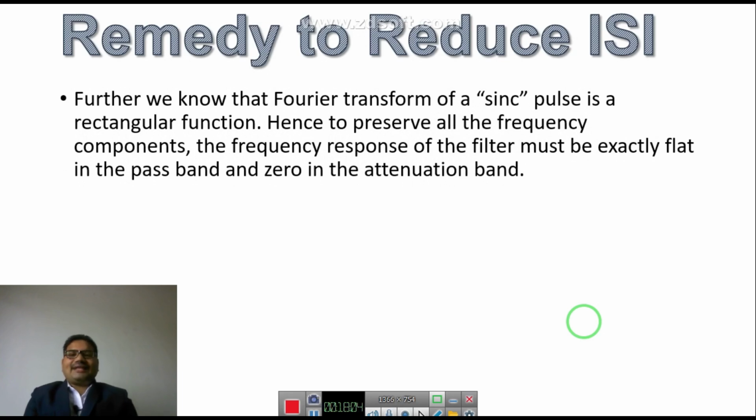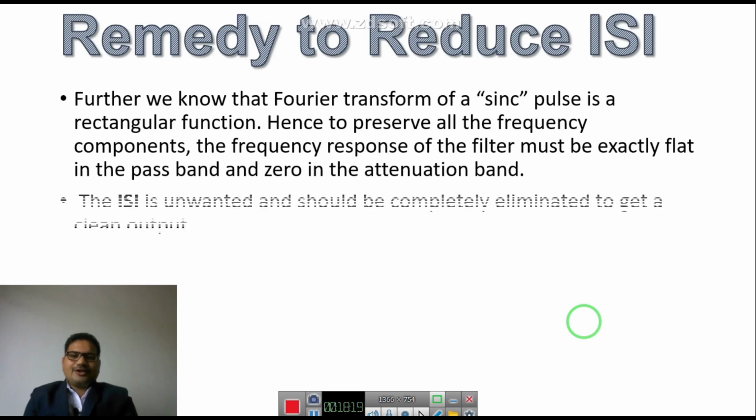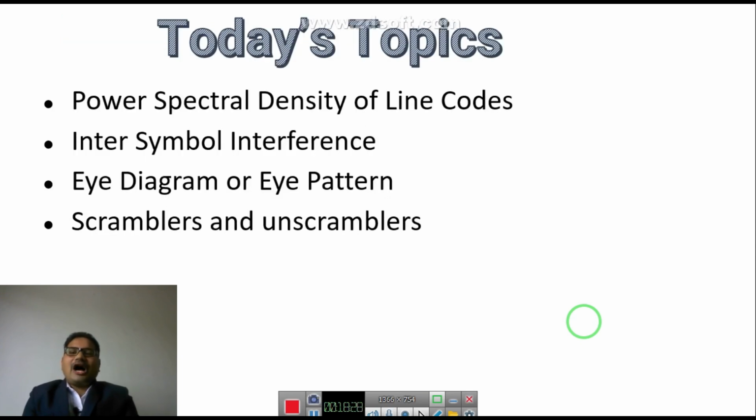Further, we know that the Fourier transform of a sinc pulse is what? A rectangular function. Hence, to preserve all the frequency components, the frequency response of the filter must be exactly flat in the pass band and zero in the attenuation band. So ISI is basically unwanted and should be completely eliminated to get a clean output.